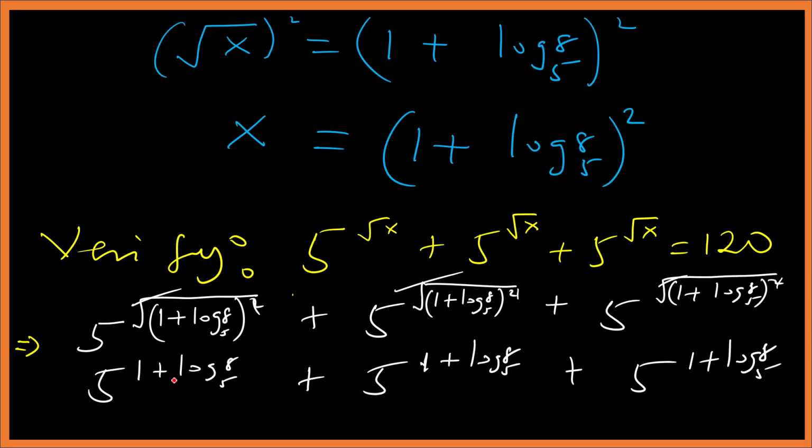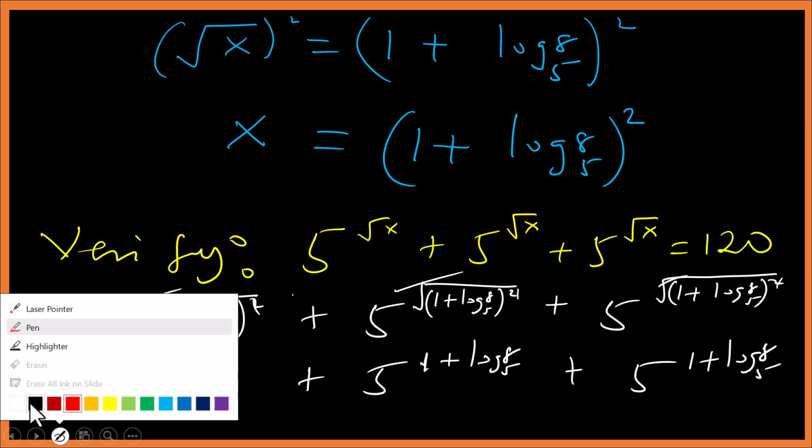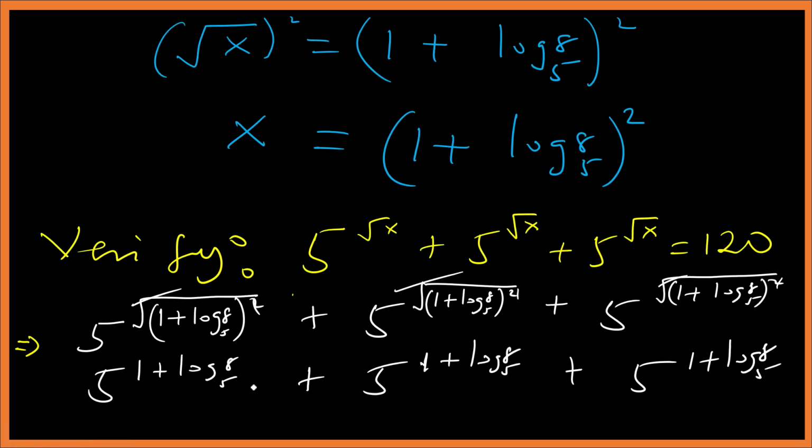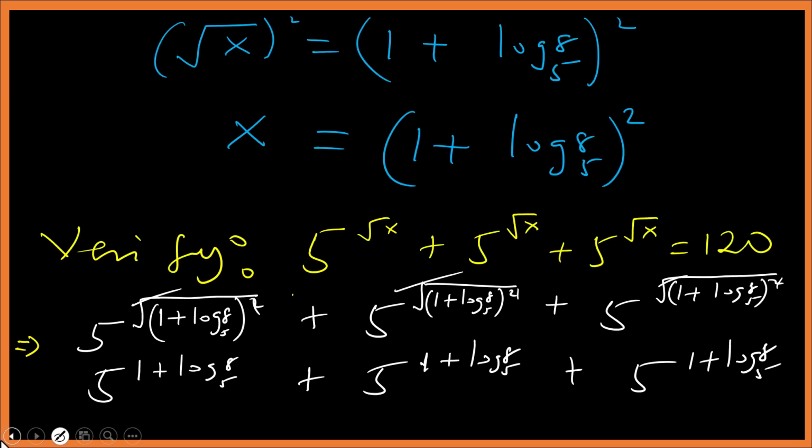All right, from here, this can be written as 5 raised to 1 times 5 raised to log 8 base 5. Okay, so there are 3, so we can make it this plus that plus that. So we have 3 times that. Let's use 3, 3 times that.